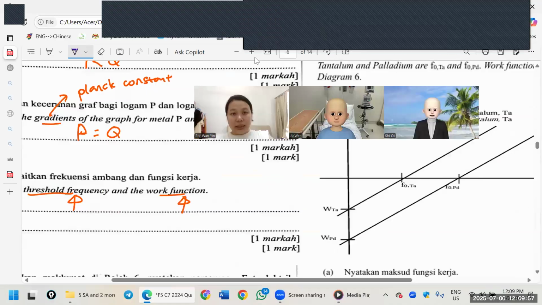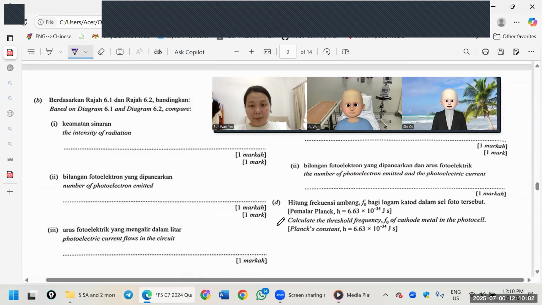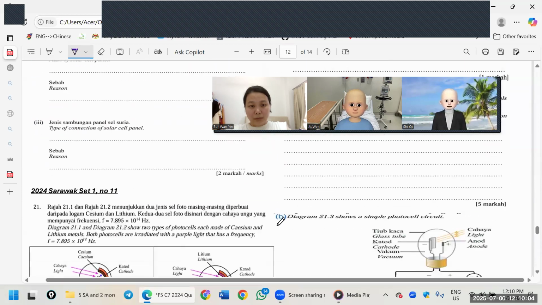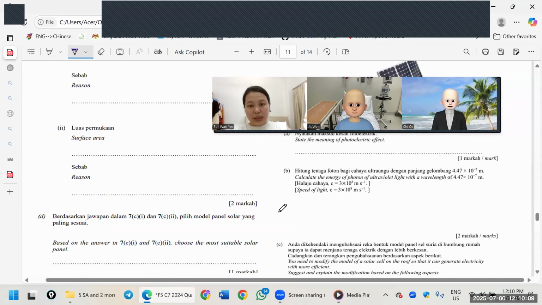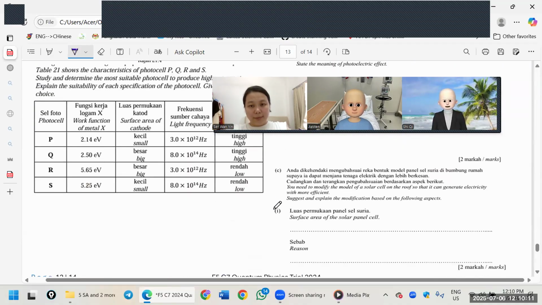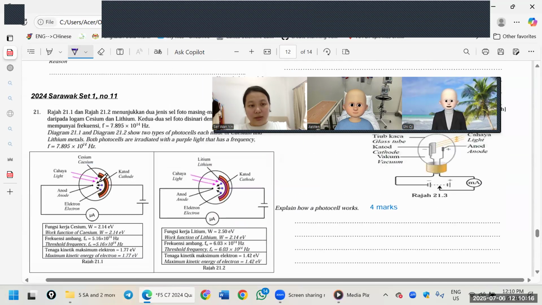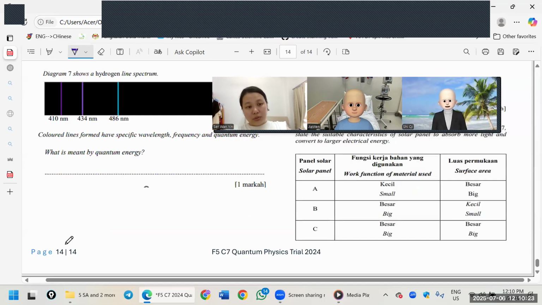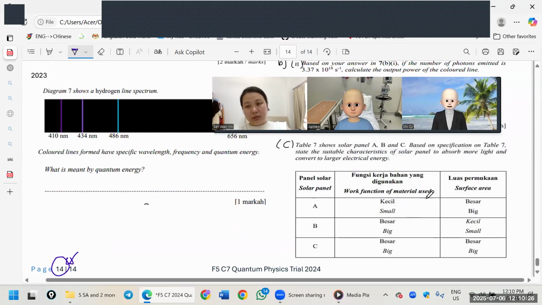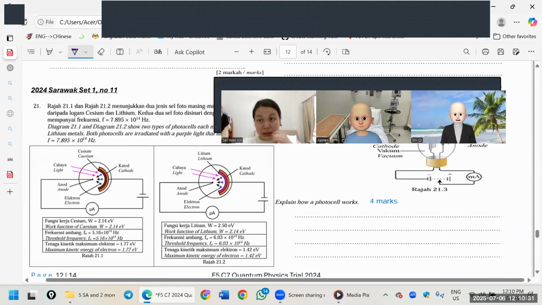Okay, so the rest you all do. Try to do maybe up to 11 first. If possible, do up to 14. If you don't know, you simply choose first. Then I'll give you the answer.